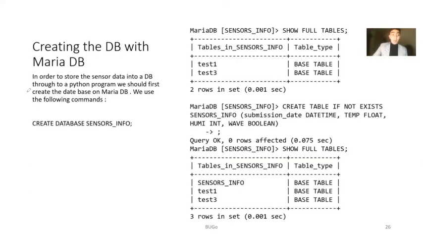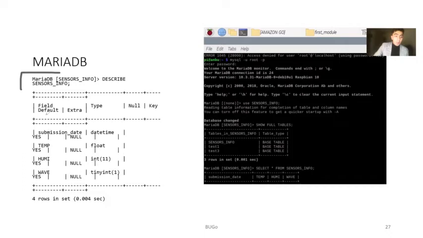I create a database using the following command, and I show the tables here. As you can see, we don't have any table related to the sensors. So what I did was create a table if it didn't exist. We have the submission date, when the record started. Then we have the temperature as a float, the humidity as an integer, and the wave, which is going to come out as a boolean value. After this command, we have the table already. Now if we describe the table, we can see the fields.